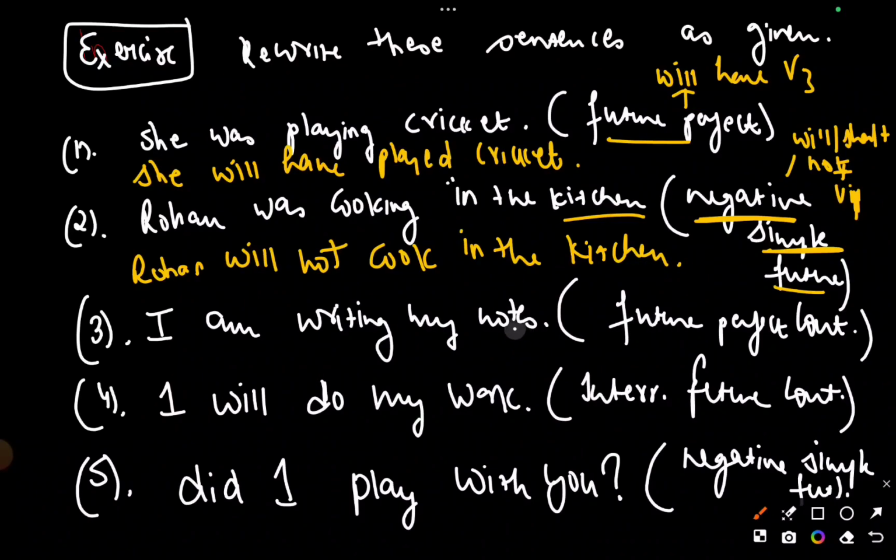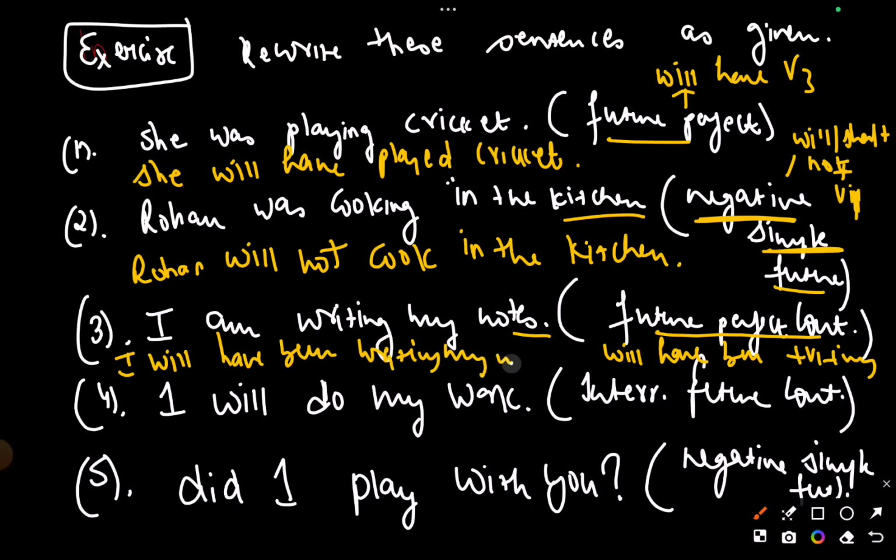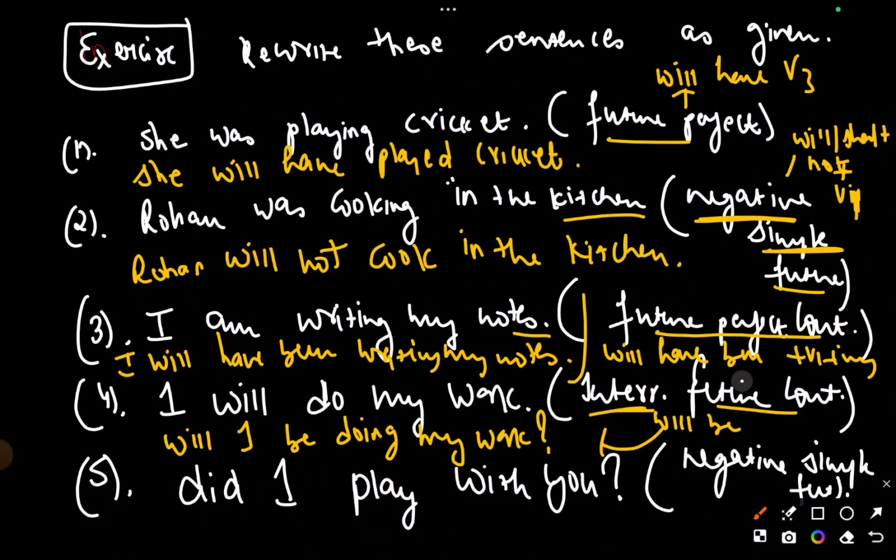Third question: I am writing my notes. Future perfect continuous. So, beta, in future perfect continuous, the helping verb is will have been plus verb first form plus ing. So, I will have been writing my notes. Question number 4: I will do my work. It is interrogative future continuous. In future continuous, the helping verb is will plus be. When it is interrogative, will comes ahead. So it becomes will plus subject plus be. Will I be doing my work? Then at the end, question mark.